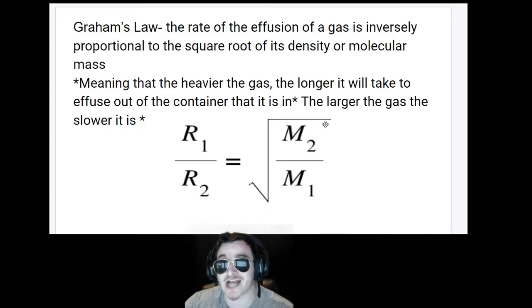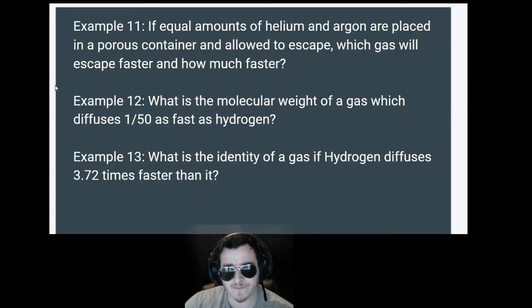But it's 2 on the top on the right and 1 on the bottom on the right. The square root of those 2 molar masses. And that is what we're going to look at the periodic table for. So let's look at some examples with this.